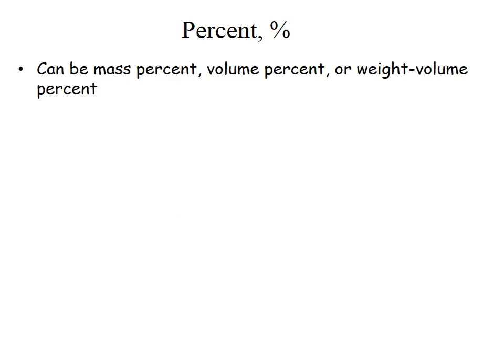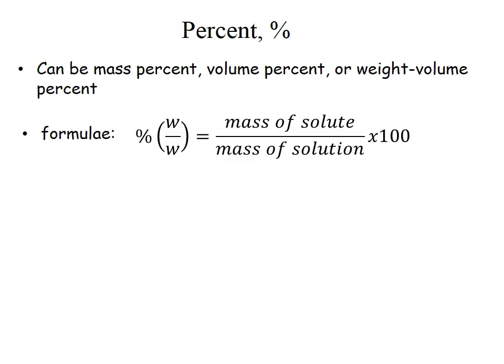So mass percent you learned about already. Volume percent is usually used when you have a liquid solute and a liquid solvent, for example, ethanol and water. And a weight volume percent is used a lot in biology. For example, if you've ever run a 1% agarose gel, then that 1% signifies that you have 1 gram of agarose in 100 mLs of water. So it's usually used when you have a solid solute and a liquid, and the solvent's always water.